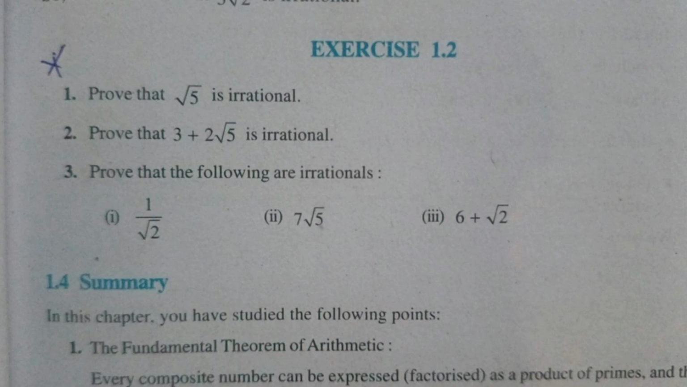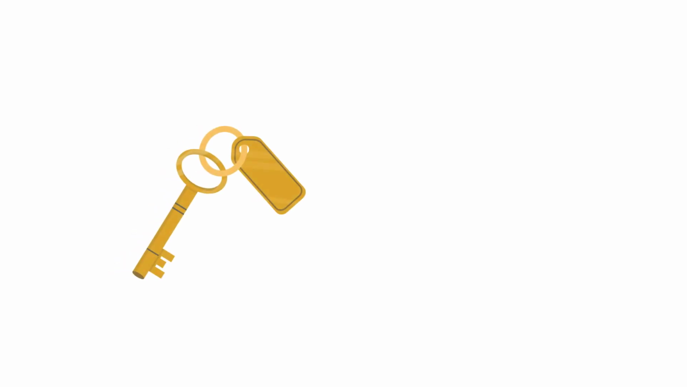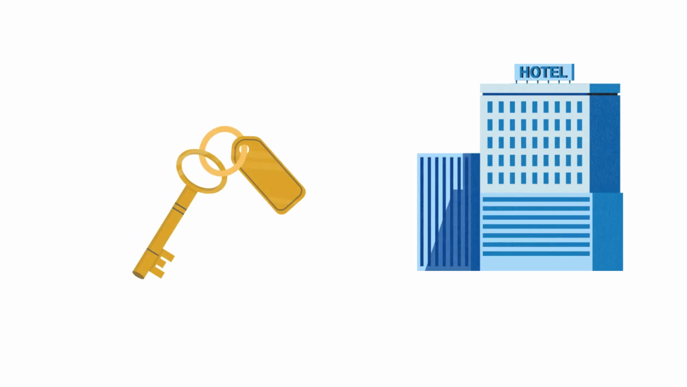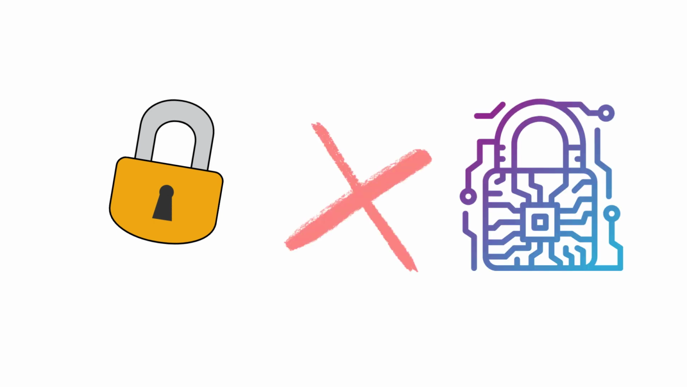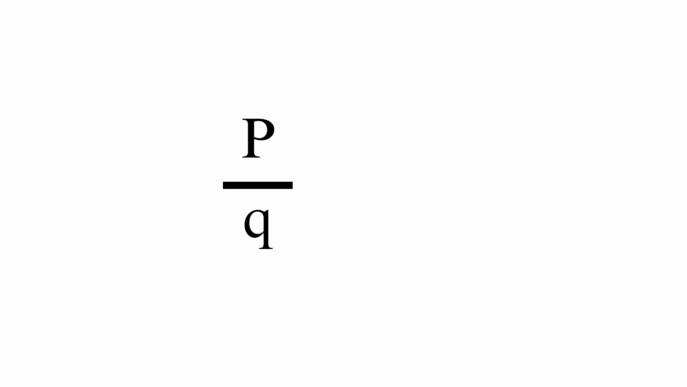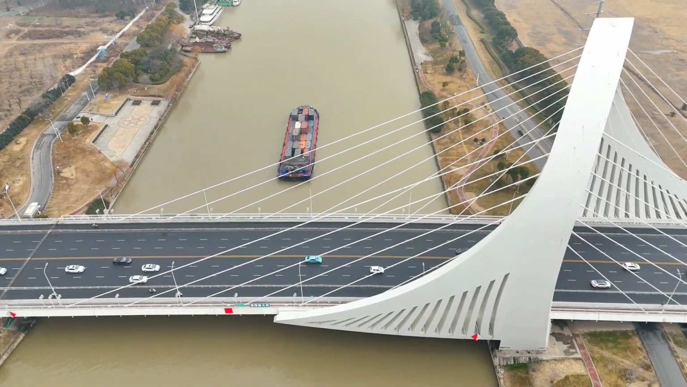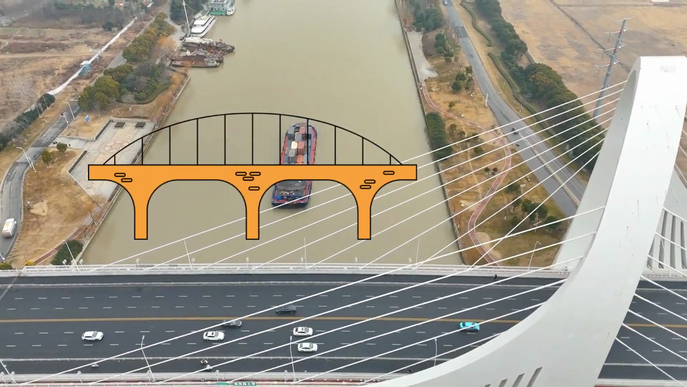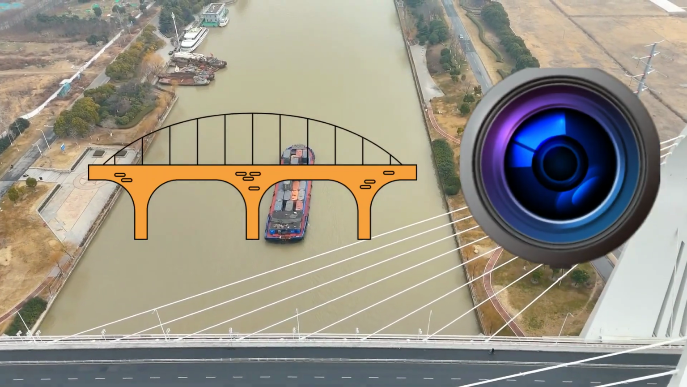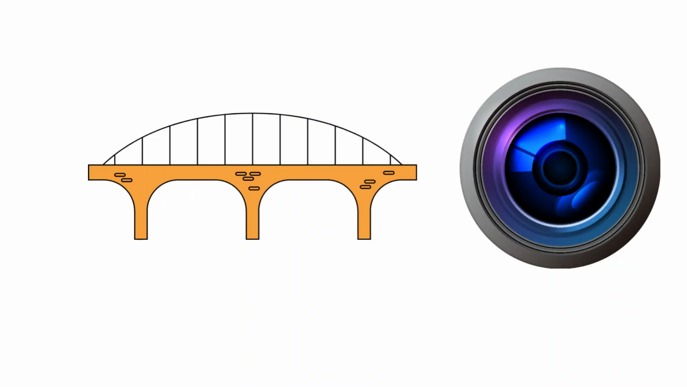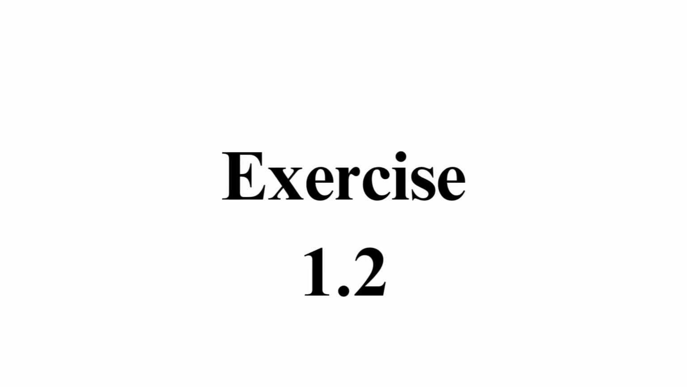Real-life example. Think of a master key in a hotel. If you find a key that doesn't fit any lock and can't be duplicated by any standard machine, it's outside the system. Irrational numbers are like that. They don't fit into our neat fraction system. Engineers use these specific values to calculate the precise curve of a suspension bridge or the lens of a high-end camera. Without them, our technology would be slightly off.